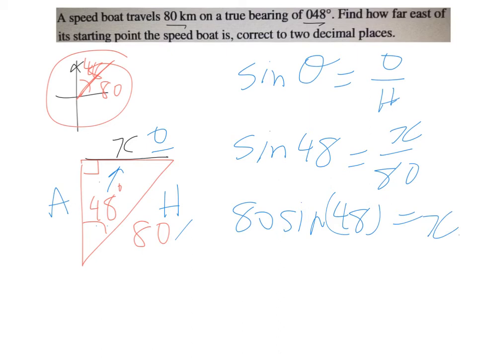Trusty calculator, 80 sine 48, and we see that it is 59, so it ends up being 59 kilometres east. So travelling 80 kilometres that way gives you 59 kilometres to the east.